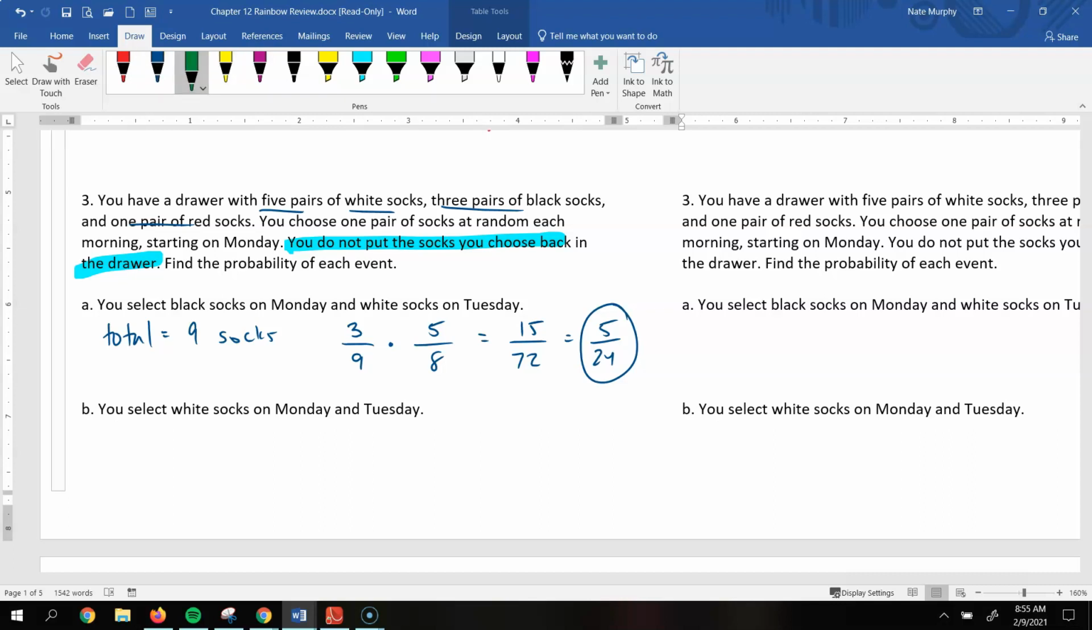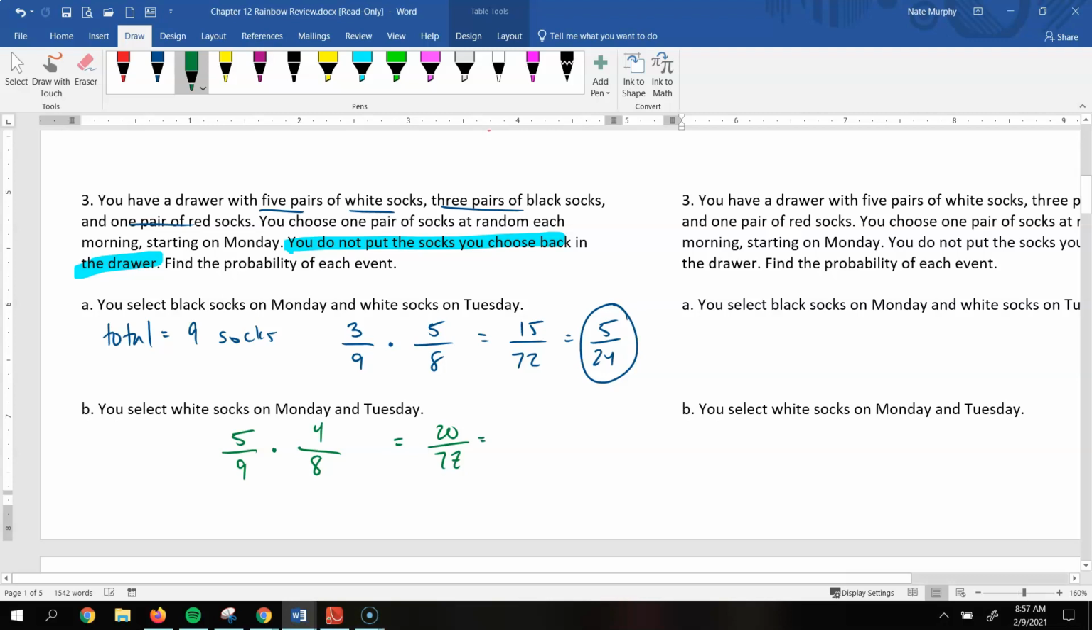Part B, it says you select white socks on Monday and on Tuesday. Okay, so on Monday, we have a 5 in 9 chance of selecting a white sock. Now let's say we select a white sock on Monday. Well, we're not only going to have 8 socks total in our drawer, but also we only have 4 of those being white socks. So we'd have 5 9ths times 4 8ths. And when we multiply those together, we get 20 over 72. And since 4 goes into both of those, this will reduce to 5 over 18. So 5 over 18 would be your answer for that one.